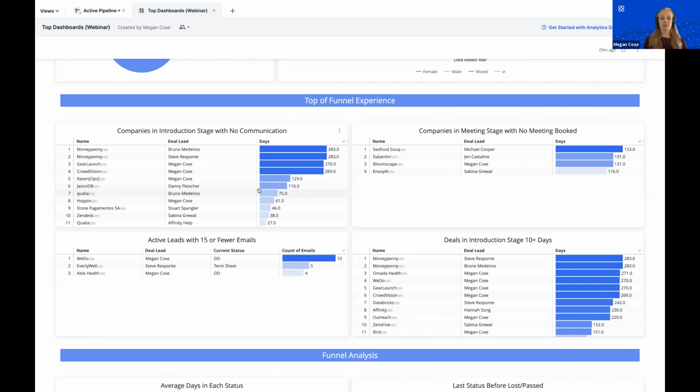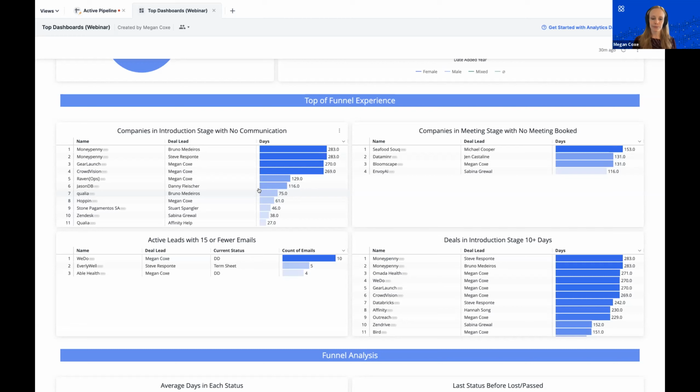Now, we can use the same type of communications data, that data exhaust that you have via the email and calendar sync with Affinity, to see if we're keeping up a good cadence with these companies so that we can stay top of mind for the founding teams. So in the active leads with 15 or fewer emails chart, we are flagging any active leads, so further than the introduction stage, where maybe we haven't been doing enough communication. We probably want to be keeping them abreast of what we're doing, especially if they're in due diligence or term sheet, and it looks like we may not be up to the standard that we want to present to our founding teams.